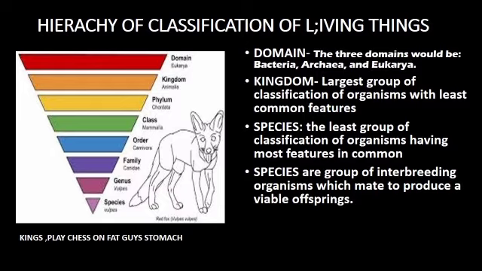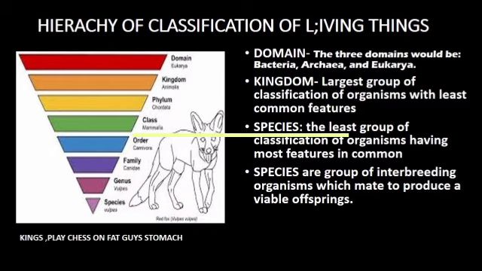I will help you with this acronym: Kings play chess on fat guy's stomach. This will enable you to remember all this hierarchy of classification. The kings represent the kingdom, the play represents the phylum or division, the chess represents the class, on represents order, fat for family, guy's for genus, and stomach for species. I think this will help you a long way to know how to state the hierarchy of classification of organisms.